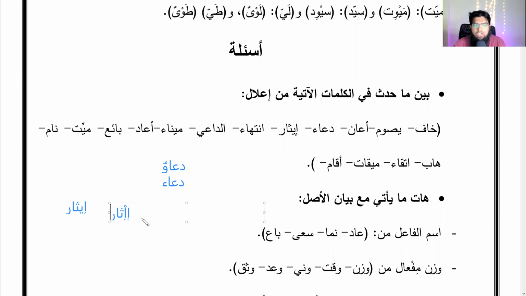So what will you do? You change it into harfu maddin min jinsi harakati ma qablaha, from the previous one's haraka. This has a kasra, so with which harful mad do you change it, alif, waw or ya? You change it into a ya, because it has a kasra. So it becomes ithar. Ithar is to show benevolence to others, favoring others.